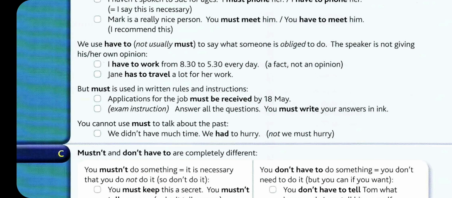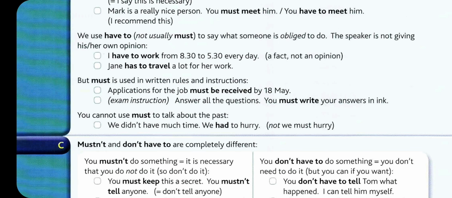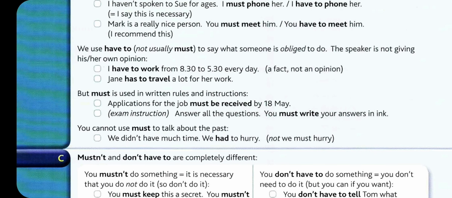We use have to, not must, to say what someone is obliged to do. The speaker is not giving his or her own opinion. Students, if you remember the explanation I gave you about must and have to: I always use have to in speaking, when I want to tell a person that they have to do something, when I talk to him. But when I want to write obligatory things, necessary things that must happen, I write them using must, not have to. So the simplest, clearest difference is: have to in speaking and must in writing.